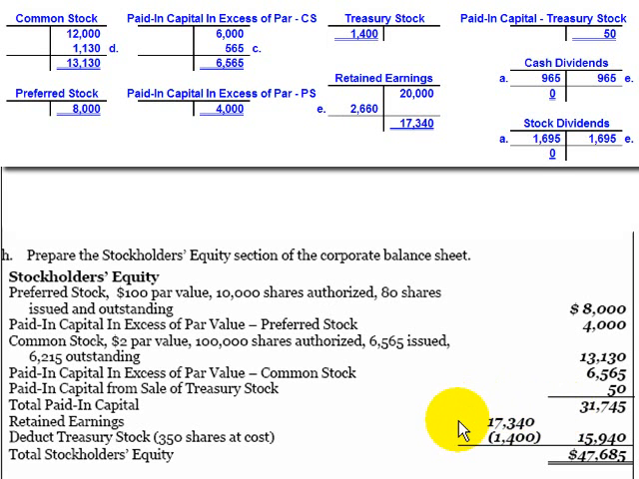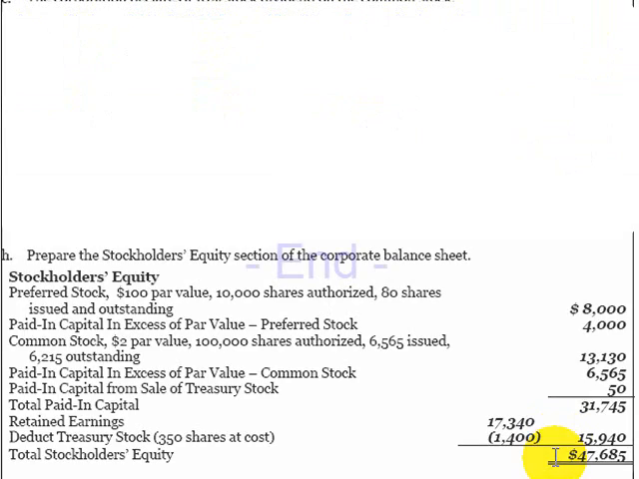The retained earnings account is now $17,340. It has fallen by a bit, and that happened when we declared the stock dividend and the cash dividends. The treasury stock account is still the same, $1,400. So when we net it out, what we have left of our free and unrestricted retained earnings is $15,940. Overall then, total stockholder equity is $47,685. This ends our video presentation, and I hope it's been helpful to you.